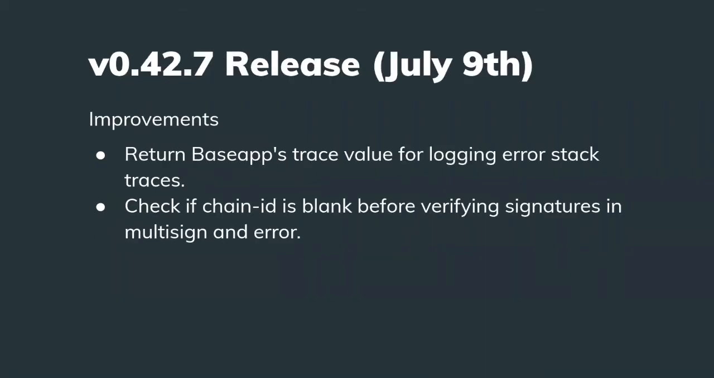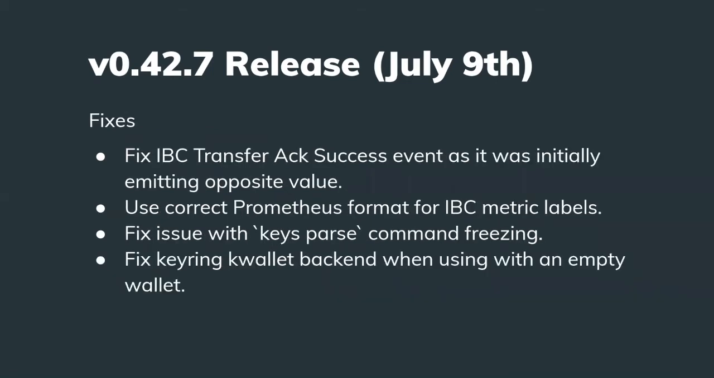Okay, so for the 4.2.7 release, this went out on July 9th. A couple of improvements here: return baseapp's trace value for logging error stack traces, as well as check if chain ID is blank before verifying signatures in the multi-sign command and error. And then several fixes as well for this release. Fix the IBC transfer ACK success event, as it was initially emitting an opposite value. Use the correct Prometheus format for IBC metric labels, fix an issue with the keys parse command freezing, and also fix a keyring kwallet backend issue when using it with an empty wallet.